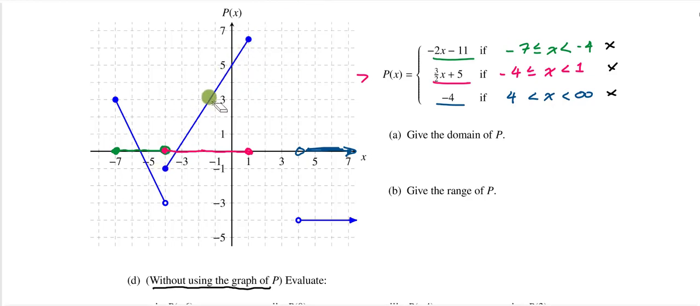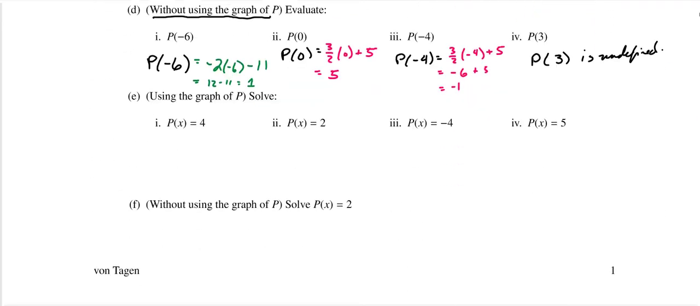So this is the second piece of our piecewise function. So what I'm going to do here is take our piecewise function and set the second piece to force the output to be 4. So let's go ahead and do that.